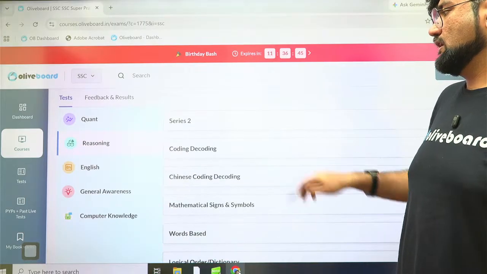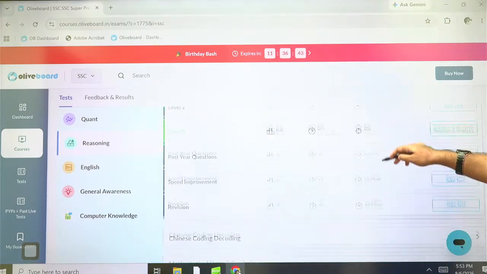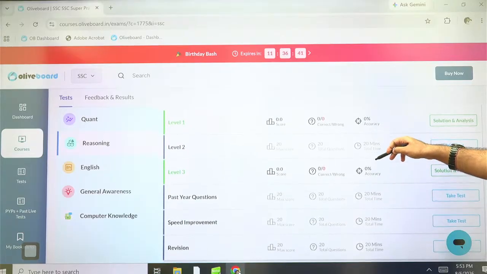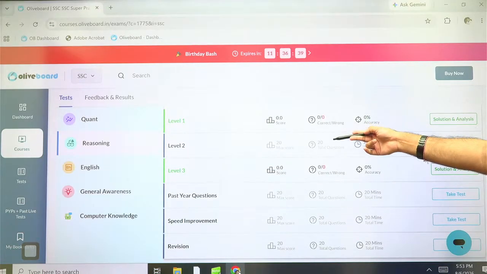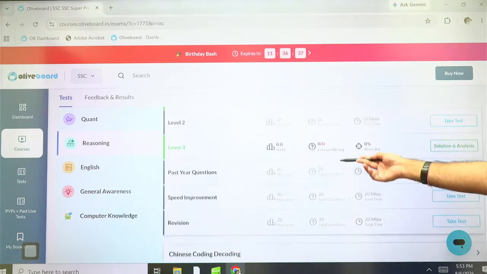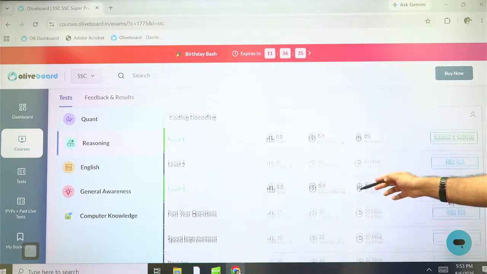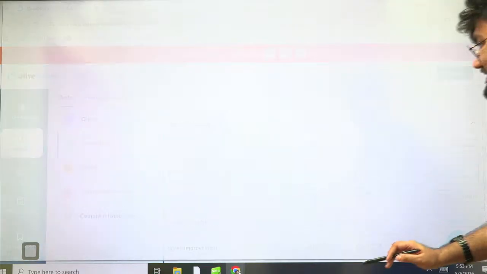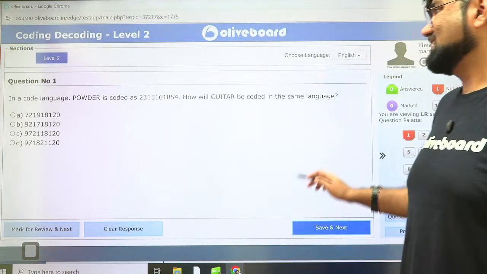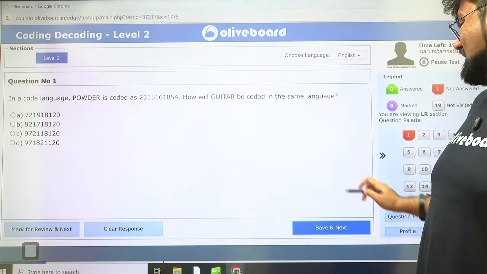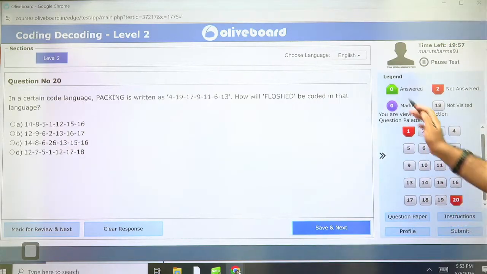Let's say I pick up coding decoding. Okay, and I can see various levels. There are 6 different tests under coding decoding. Level 1 is easy, this is medium, this is hard. These are previous year questions, this is speed improvement, this is revision. Everything at one place. If I just click on take test here, and click on start test here, this is how it looks like. 20 unique questions of coding decoding.